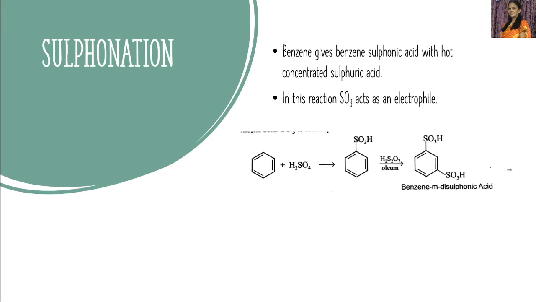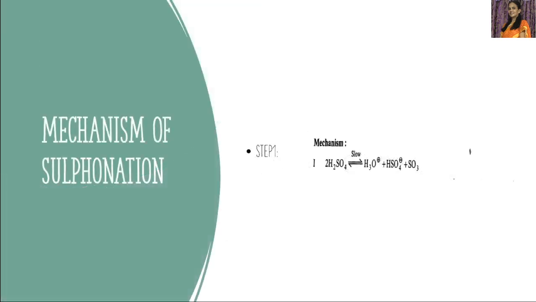Now let's see the reaction mechanism of sulfonation. In the mechanism, the first step, what happens? The electrophile sulfur trioxide, SO3, is generated. In this, sulfuric acid undergoes ionization to form H3O plus, HSO4 minus and SO3. This is a slow, reversible reaction.